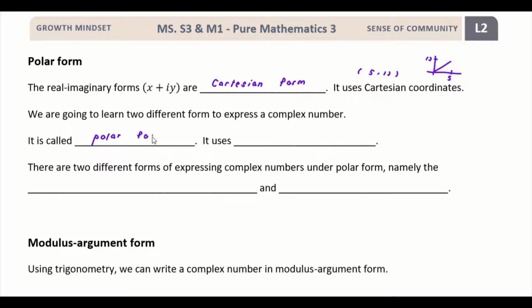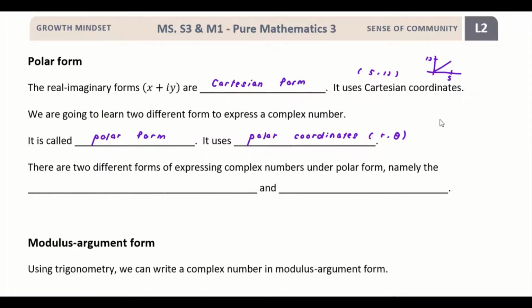So what's the difference between polar form and Cartesian form? Polar form uses the polar coordinates. Polar coordinates, like what we mentioned in the notes previously, consist of r and theta. The r is the magnitude, the modulus of the complex number, and theta is the angle between the positive real axis and the position vector.